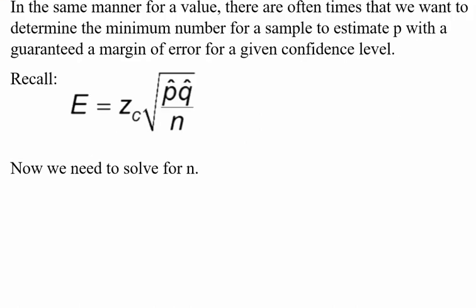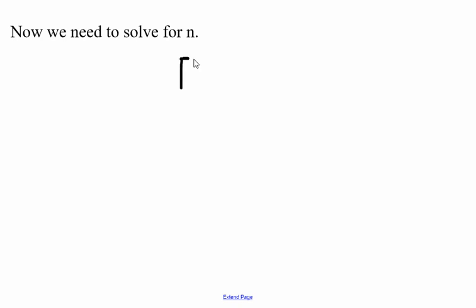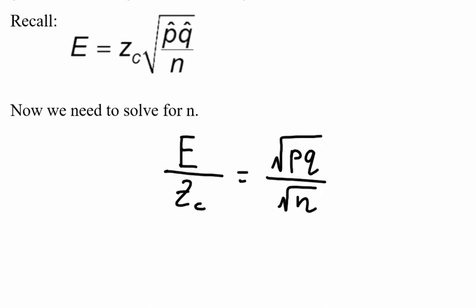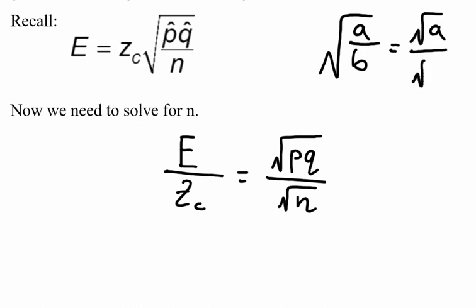In order to do this, similarly, I'm going to first divide both sides by z critical. I'm trying to solve for n, so I get E divided by z critical is equal to the square root of PQ. I'm going to split them up, divided by the square root of n. Back in algebra, hopefully you learned that the square root of a over b is equal to the square root of a divided by the square root of b. If you don't believe me, try it with 16 over 4.